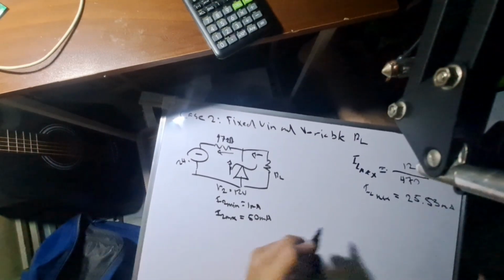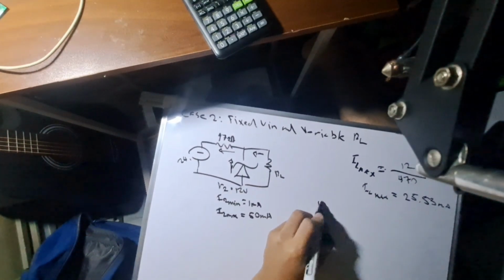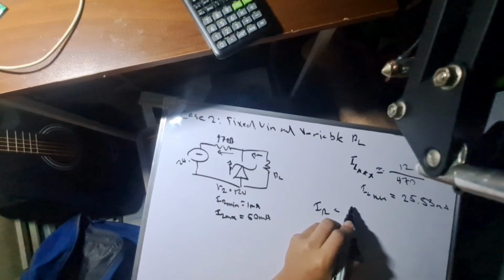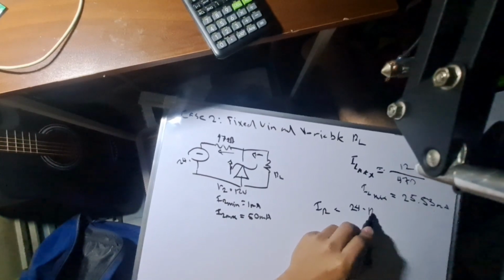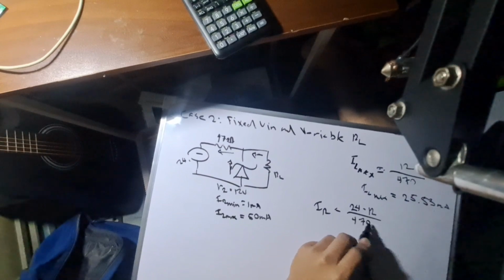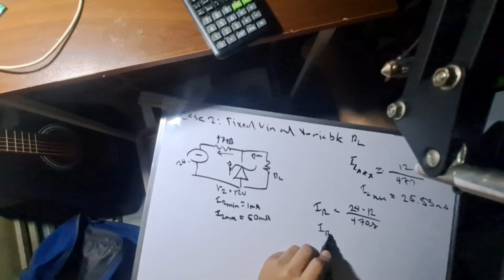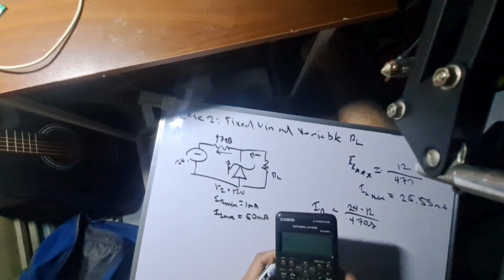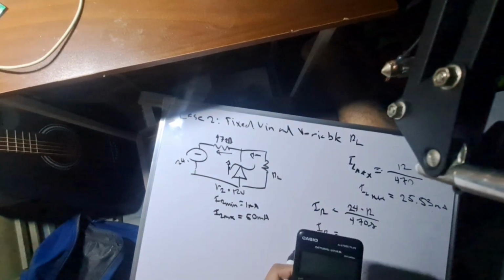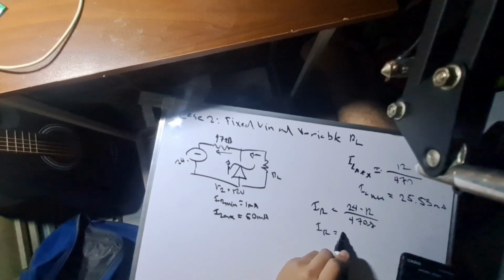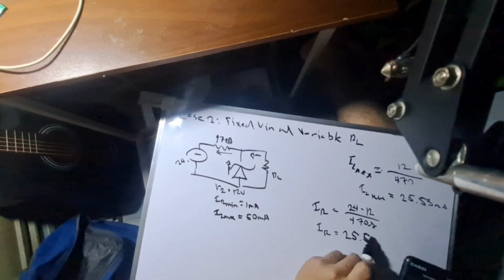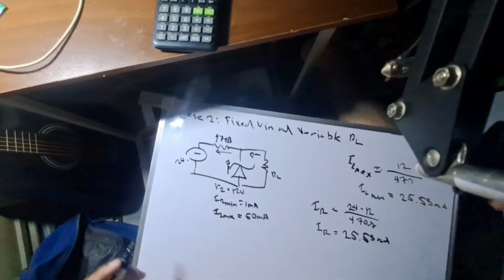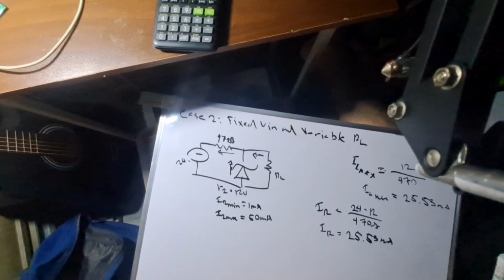Bago tayo diretso dun, let's have IR muna. IR is equals to V in minus Zener, 24 minus 12 over 470 ohms. IR is 12 over 470. So, same lang siya. 25.53 milliamperes. So, same lang siya nun.